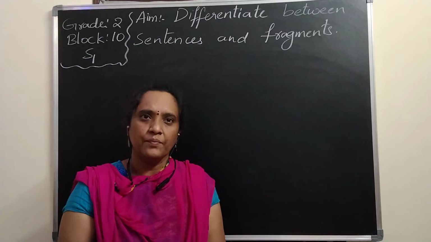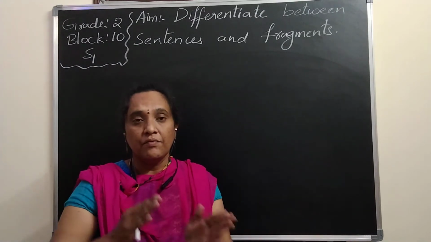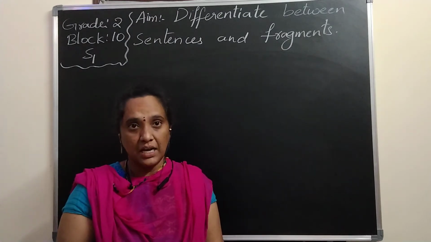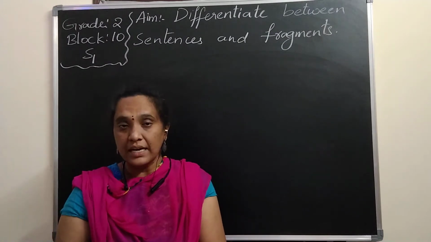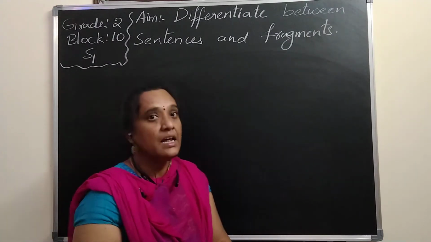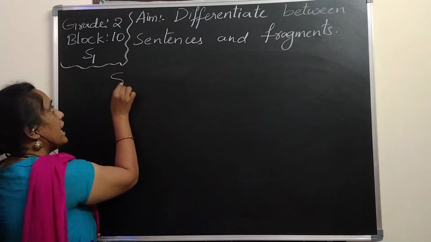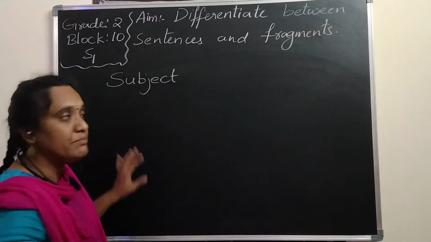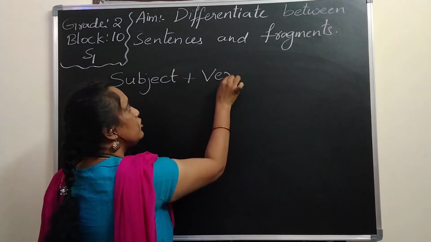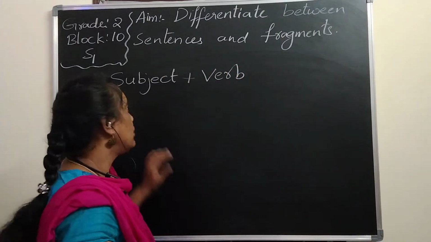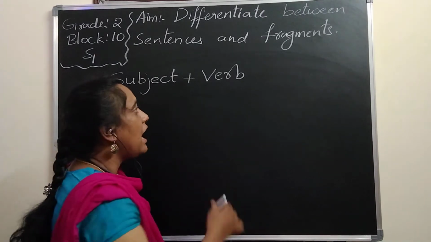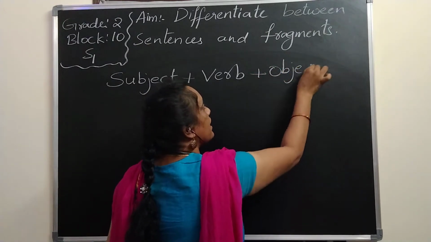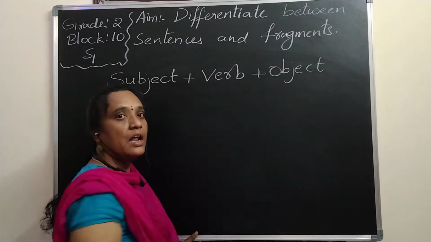While we are reading, we observe that every now and then we can see full stops, question marks or exclamatory marks. It means that it's the ending of a sentence. A sentence will contain a subject. Subject means any name of a person, place, any noun or a pronoun. It contains a subject and also a verb. Verb is nothing but an action word. So it contains a subject, a verb and an object. Every sentence will contain a subject, verb and an object.